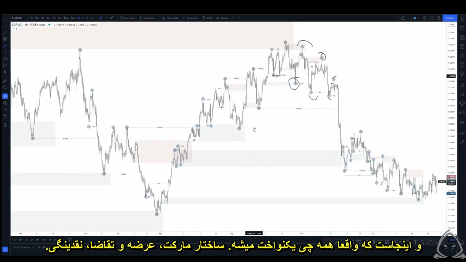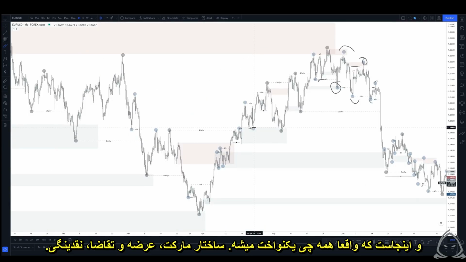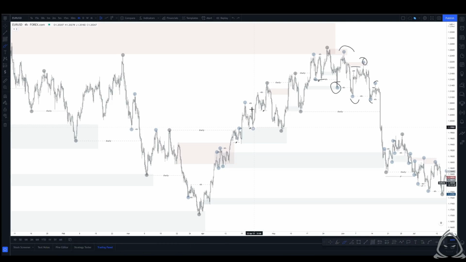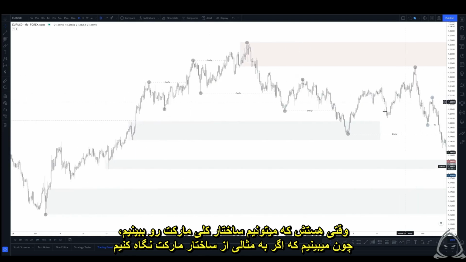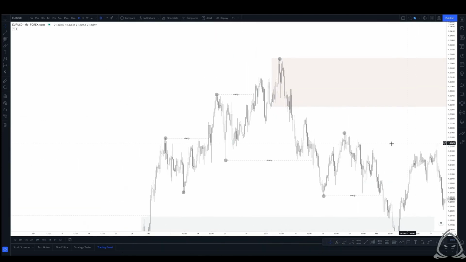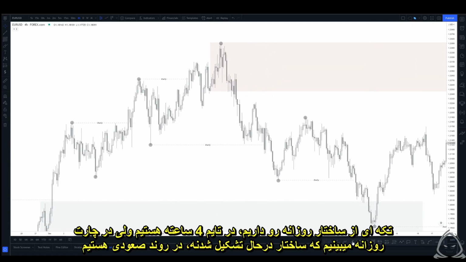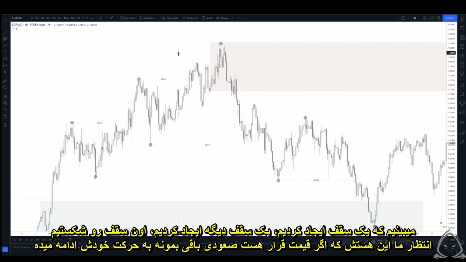And this is where everything starts to really align: market structure, supply and demand, liquidity. Because when we can frame up market structure, for instance, we have a daily bit of structure. We're here on the 4-hour chart, but on the daily chart we have structure being created. We're in an uptrend. We've created a high, we've created another high. We've run that high. Our expectation if price is to continue to the upside is that price would continue.